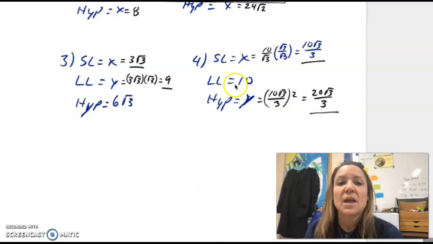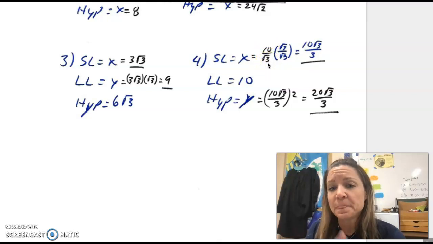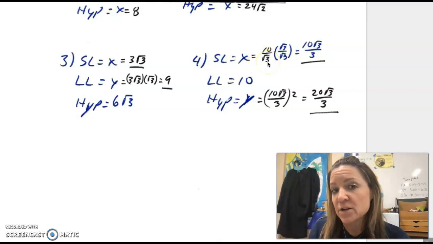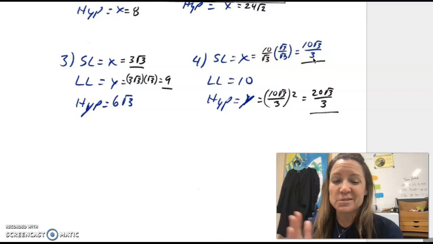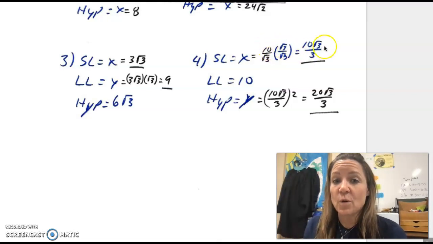If you're given the long leg is 10, you want to divide that by the square root of 3. So you're going to have 10 over the square root of 3. It'd be nice if you could just leave it like that, but you can't because you can't have a square root in the denominator. So you have to multiply by the square root of 3 over the square root of 3. The square root of 3 times the square root of 3 in the denominator is the square root of 9, and the square root of 9 is 3. I always do the denominator first because it's easier. And then in the numerator, it's just 10 times the square root of 3, which you can't simplify anymore. So it's 10 square roots of 3 over 3.